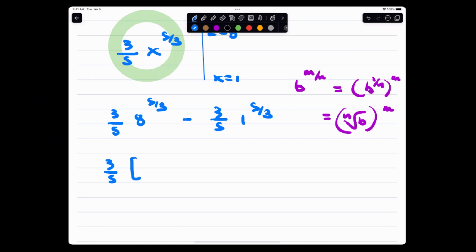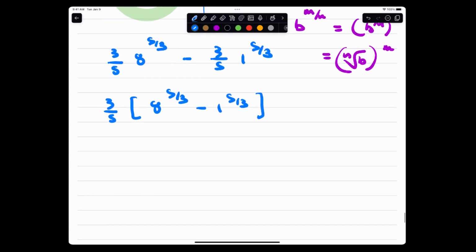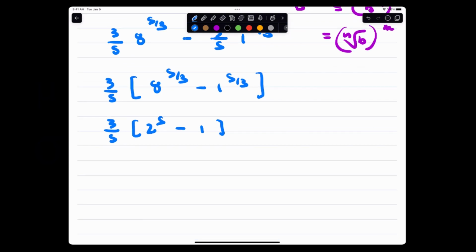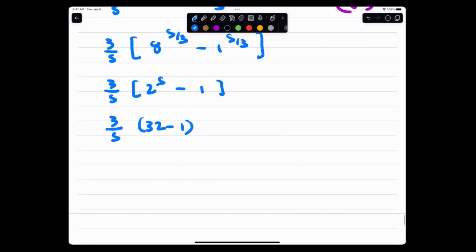And I'm actually going to factor that part out. Now, this portion becomes really what? This is 3/5 now. Isn't this going to be 2 to the 5th power minus 1? I believe so, because the cube root of 8 is 2, and then that's 2 to the 5th. Is that right? And then that'll be 32 minus 1, which is 31. So it's 3/5 times 31, 93/5.